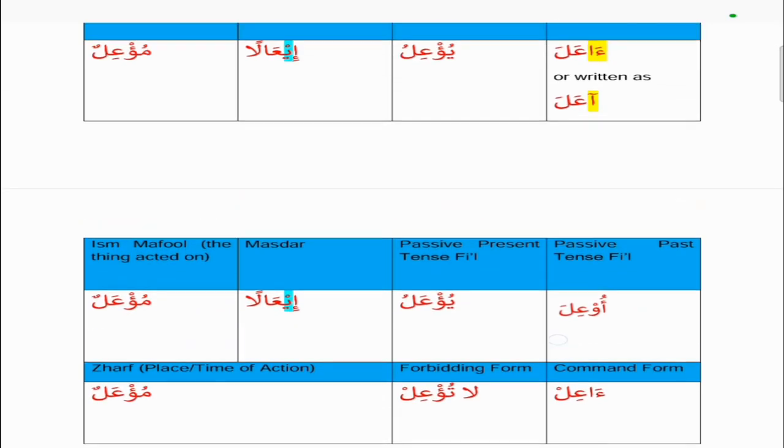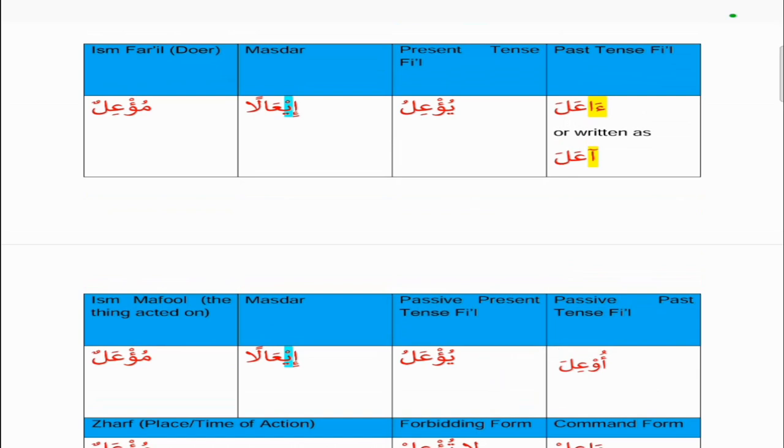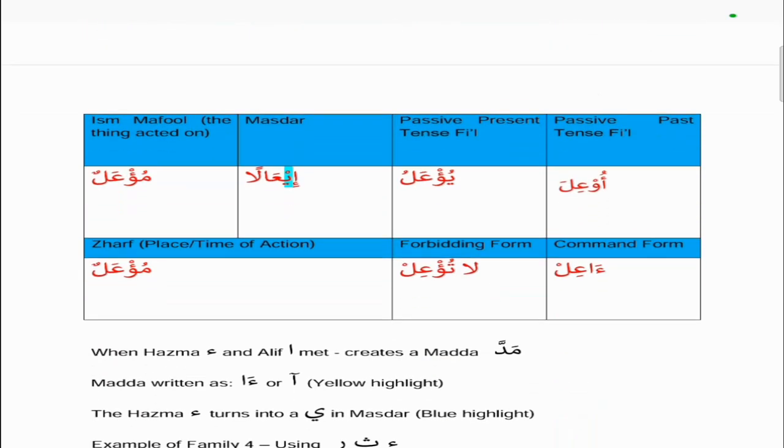And in the yellow highlight, you notice the hamza, like I said before, turns into a ya, so it becomes i'alan. Because two hamzas together, the alif hamza with the kasra and then another hamza together, sounds odd. So they convert the hamza into a ya, so it becomes i'alan in the masdar, which you can see is highlighted in blue.